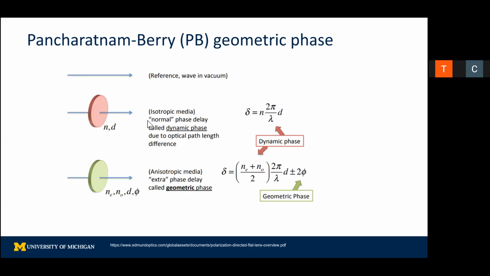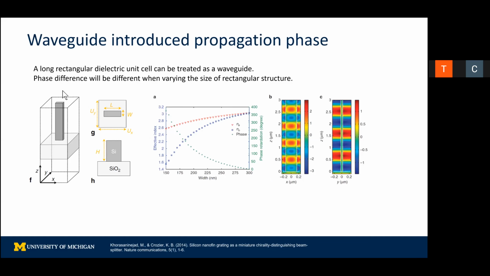Some other things like the waveguide based, they are using dielectric materials, since metal can always introduce some noise. So the waveguide introduces propagation phase, which says that if we consider a rectangular dielectric unit cell, then we can treat this as a waveguide. Since the structure of the rectangular dielectric part, the length L and the width W, are different, basically for TE mode or TM mode, they will have different phase shift, and this can be used to modulate the propagating phase.